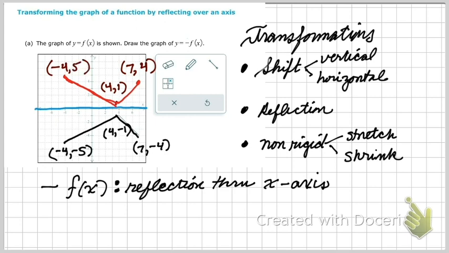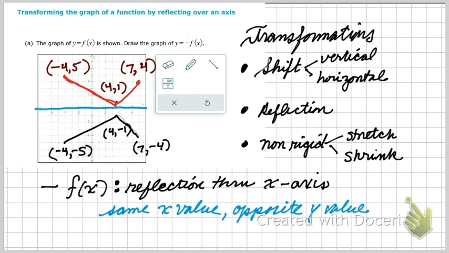And how could we refer to that? With a reflection through the x-axis, we could say that we have the same x value and an opposite y value. So we've got some definitions there. Again, you can do it visually, but make sure that you're precise on the reflection. And if you need to, you can look at the numeric values and follow this process of the same x value, opposite y value, and then connect your points accordingly.